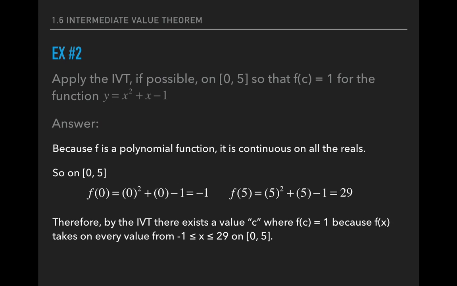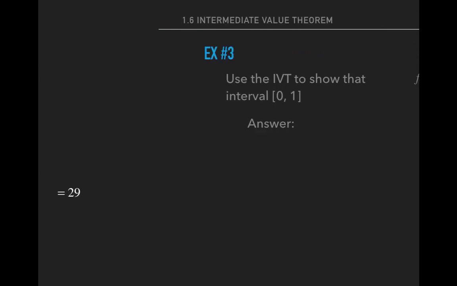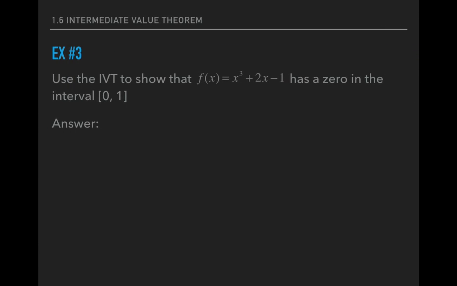But we're going to look now at example 3. All right, we want to use our theorem to show that this function f has a 0 in the interval between 0 and 1. So we're thinking, yes, this is continuous because it is a cubic function. It makes a really neat little curve, and it's going to be continuous on all the reals, so it's definitely continuous between 0 and 1.